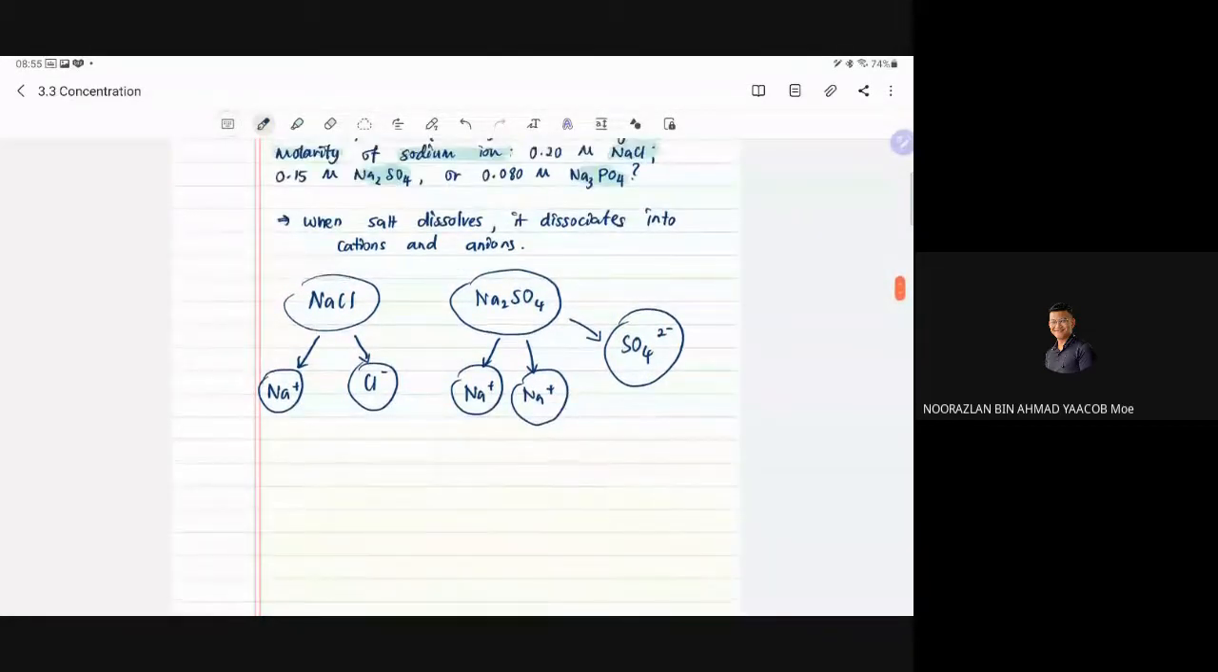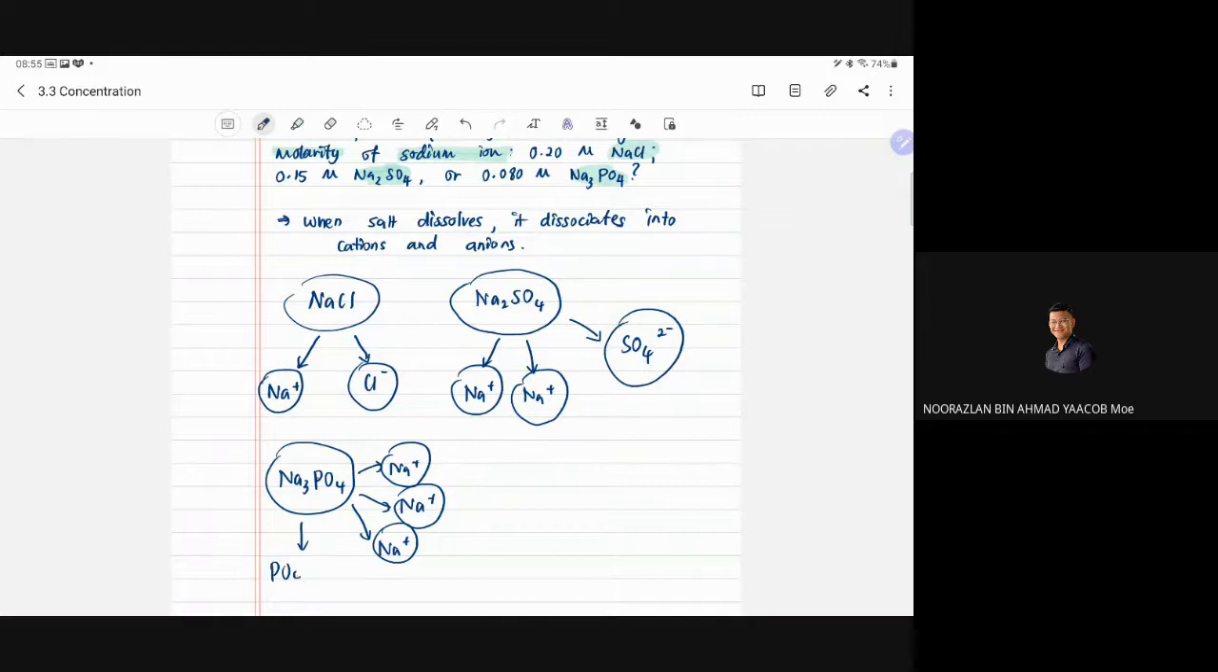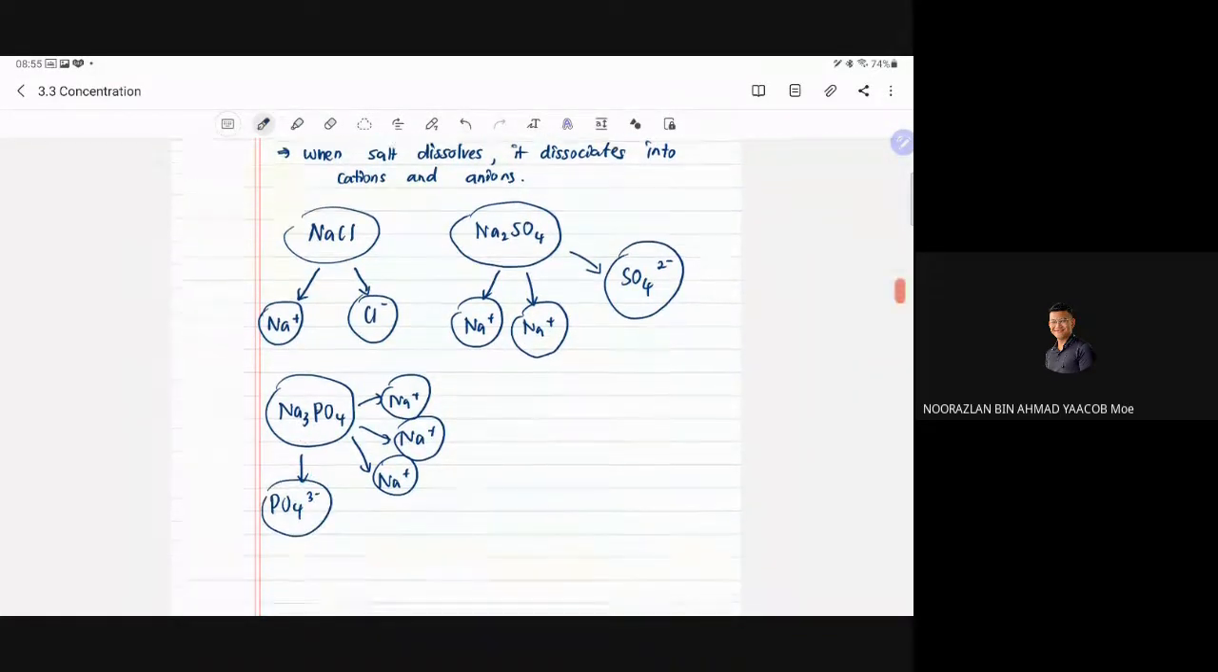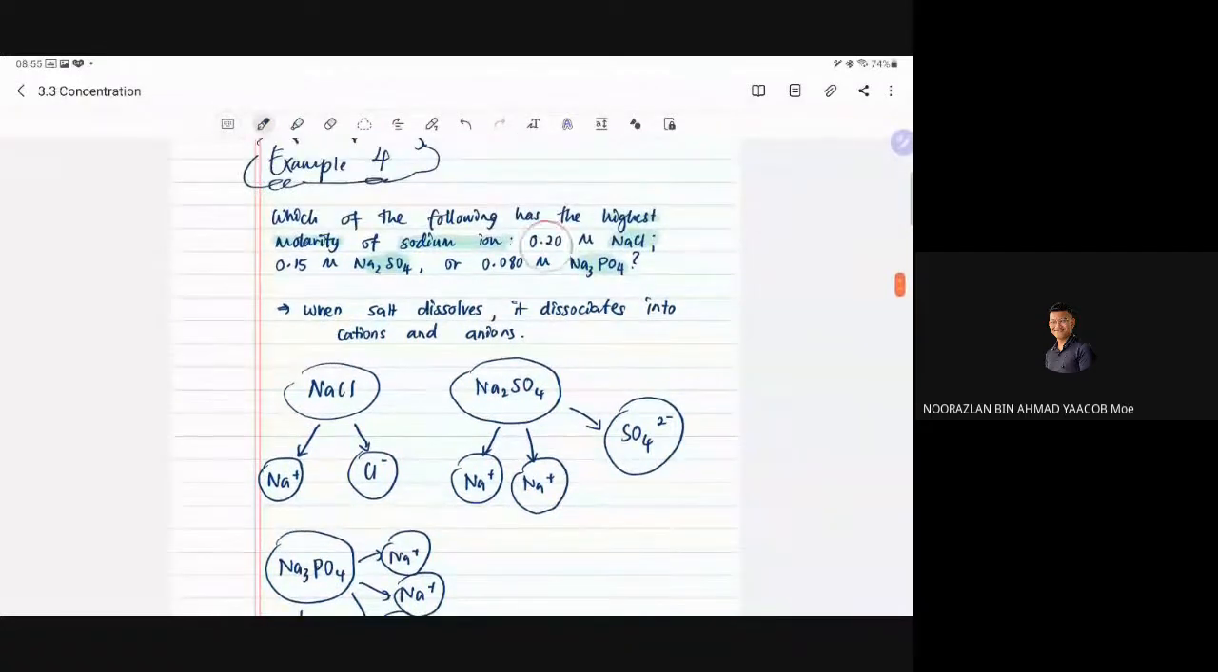Manakala Na3PO4 pula, Na3PO4, dia akan pecah Na plus, Na plus, Na plus, PO4 3 minus. Okay. Jadi, sekarang ni dia bagi tahu molarity adalah molarity solution. Molarity yang ini. Kita nak tengok molarity yang ini. Okay. Ini pun sama juga.